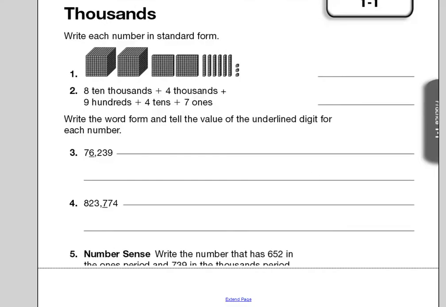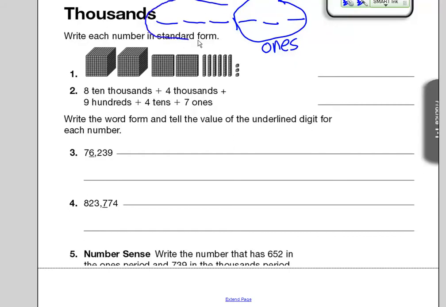Now, please keep in mind what we learned today, that there are different periods. There's the ones period, which has 3 places. It goes ones, tens, hundreds, and then we go thousands, 10,000s, and hundred thousands. So these 3 places right here are what we call the ones period. And then these 3 places are the thousands period. Okay? So keep that in mind. I'll write thousands here.